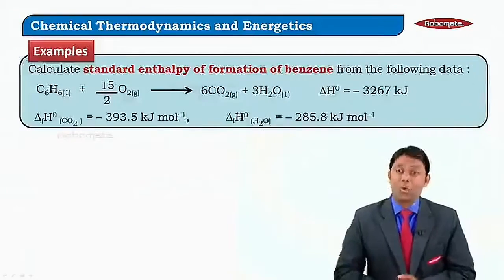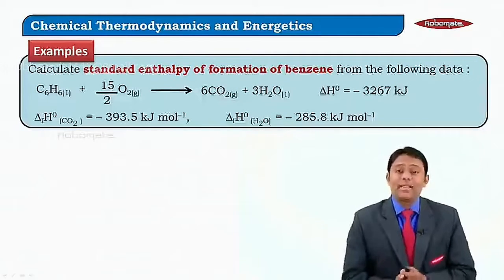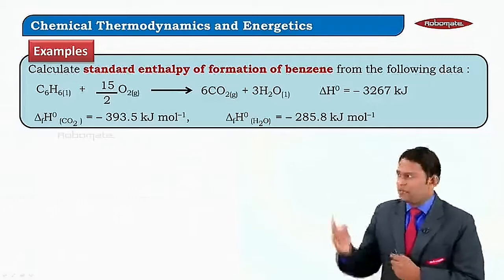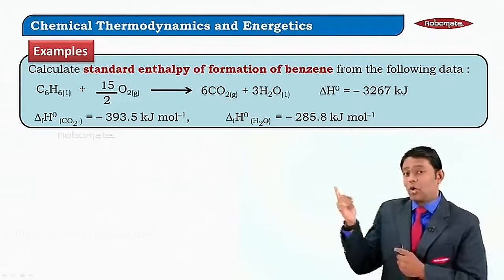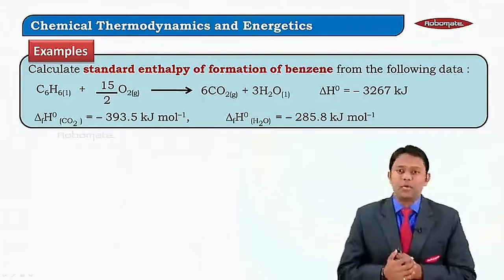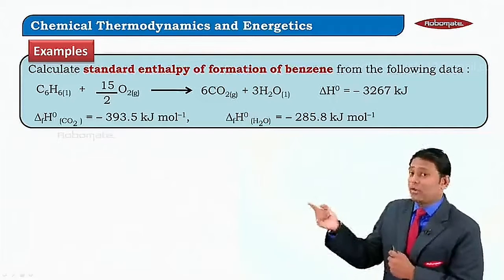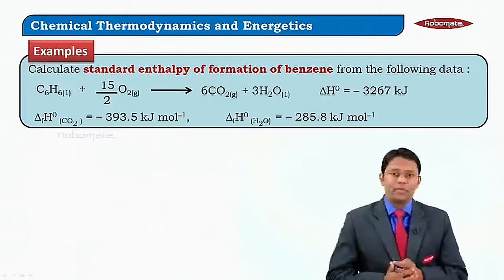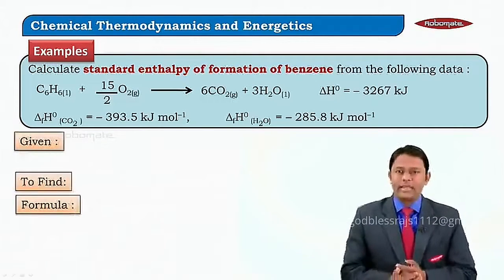Let's take the sum. Question says, calculate the standard enthalpy of formation of benzene from the following data. That means if you see the equation carefully, the overall delta H has been given to you, and delta H of formation of carbon dioxide and delta H of formation of water is given to you. So let's quickly write the given data.